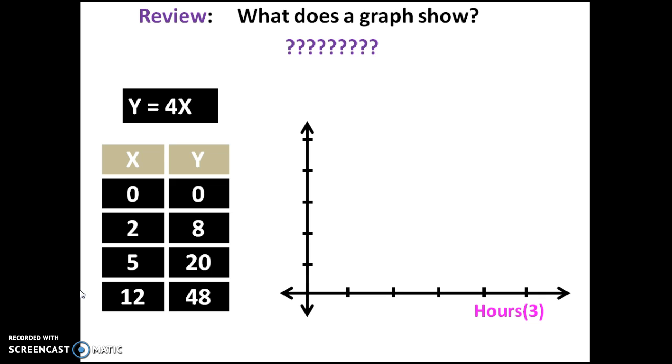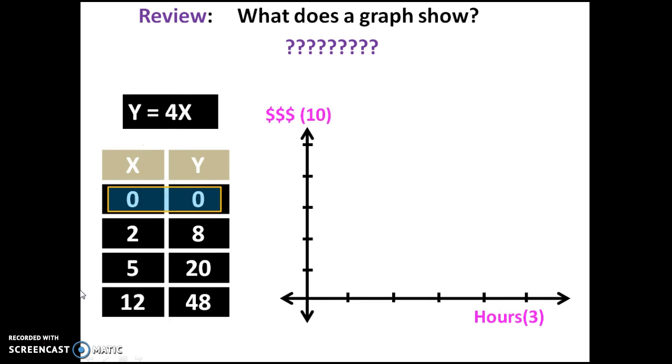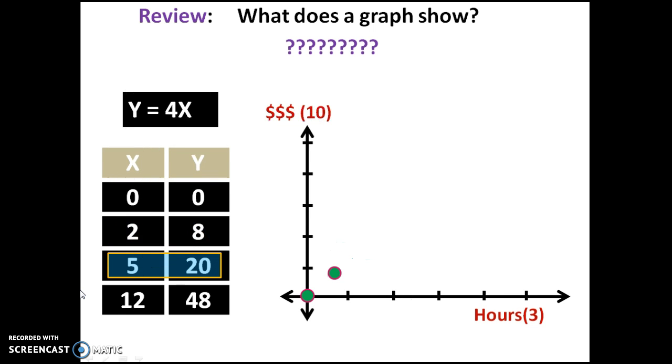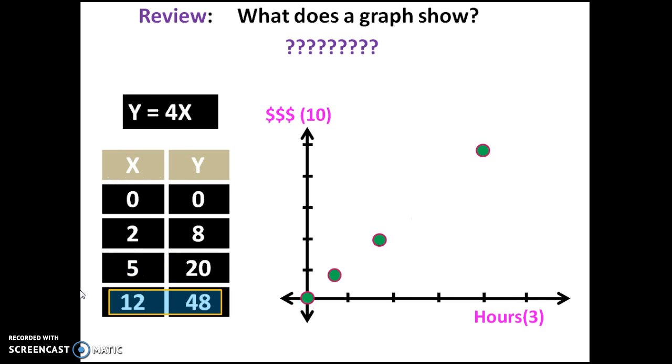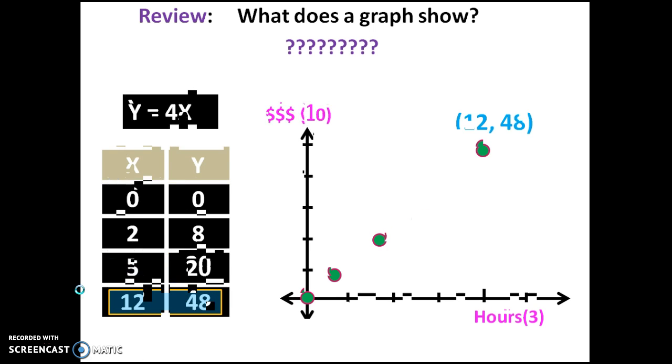So we're going to use hours that go up by 3 and the amount of money or dollars which goes up by 10. We can plot the points from our table on our graph. So we'll plot 0, 0. We can plot 2, 8, 5, 20, and 12, 48.